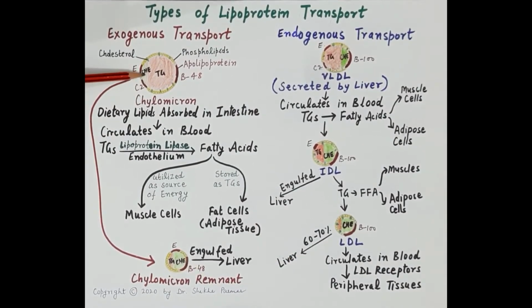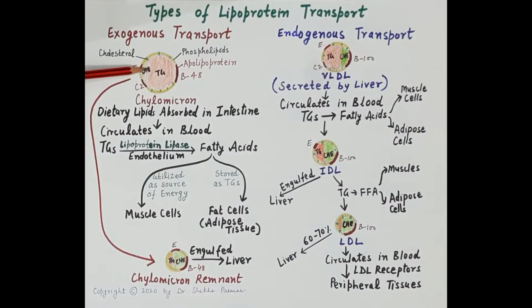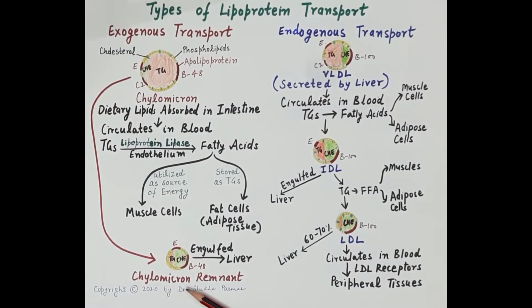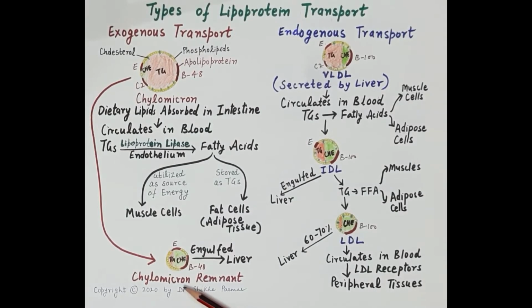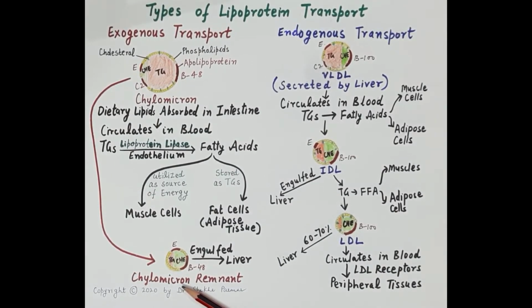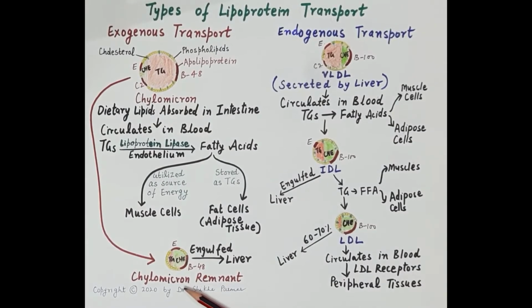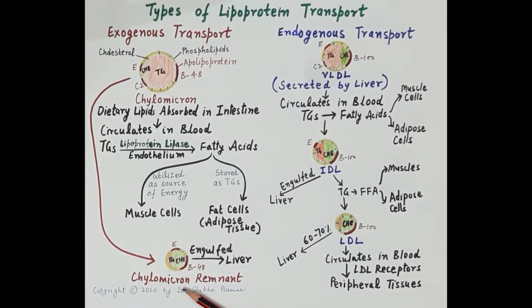After the breakdown of triglycerides, these chylomicrons shrink in size, and are now termed chylomicron remnants. The size reduces from 100 to 500 nanometers to about 30 to 50 nanometers. The size of a chylomicron remnant is as small as 30 to 50 nanometers.